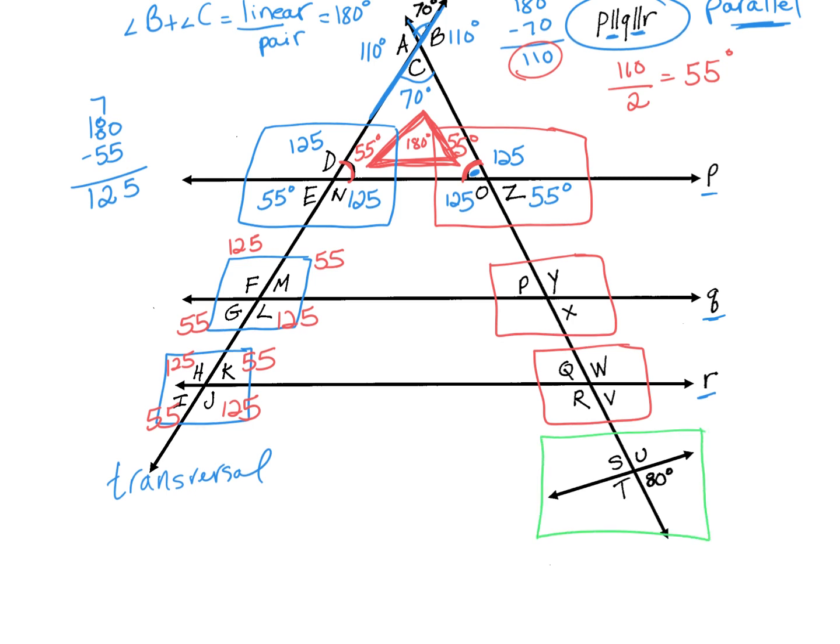Now you'll notice that this set down here is not parallel, and this says it's 80 degrees. So it's not going to have the same measurements as P, Q, and R. Angle S is vertical to 80, so that's going to be 80. And because we have a line, 180 minus 80 is 100. So angle U is 100 and angle T is 100.